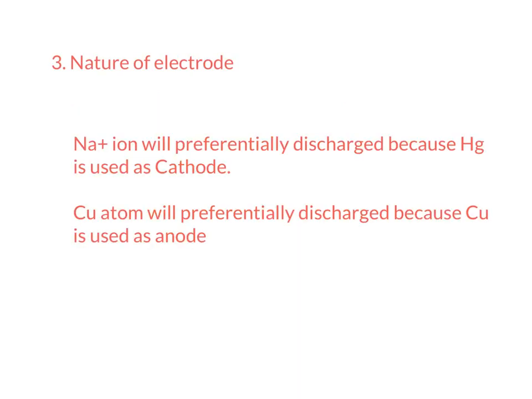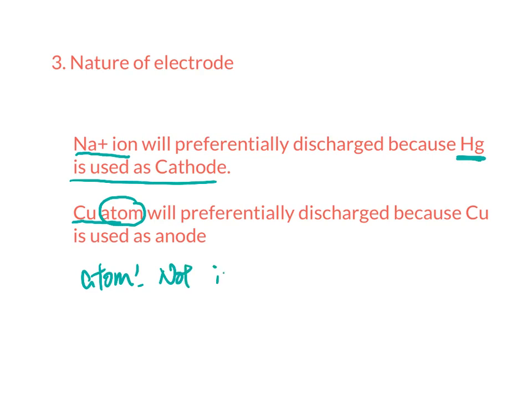So for writing it down, that will be: Na plus ion will discharge because mercury is used as cathode. While for the other one, pay attention to the word Cu atom. Atom is not ion, so remember, atom, not ion. It will discharge because Cu is used as anode.